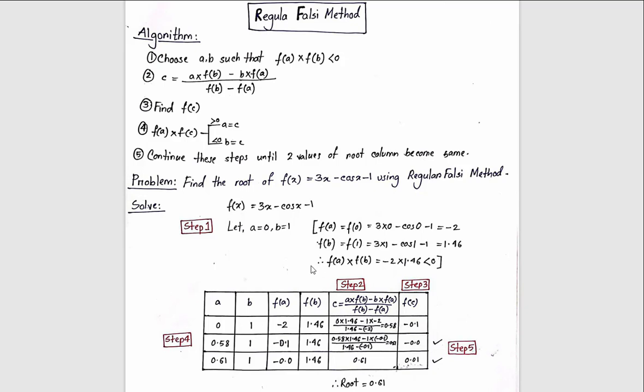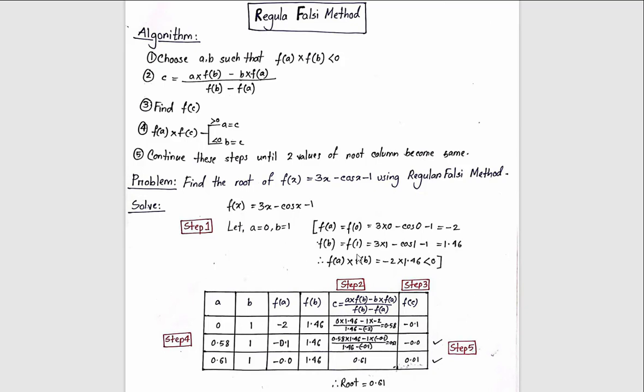Now let us check whether the product of f(a) and f(b) is less than 0, to see if this condition is met. We can see that the product of f(a) and f(b) is a negative number, which means it is less than 0. So we can choose these two numbers. If the condition is not met, you can change numbers and try a different one. For example, instead of 0, 1, you can try 1, 2. If the condition is not met, then you can try 2, 3, and so on.